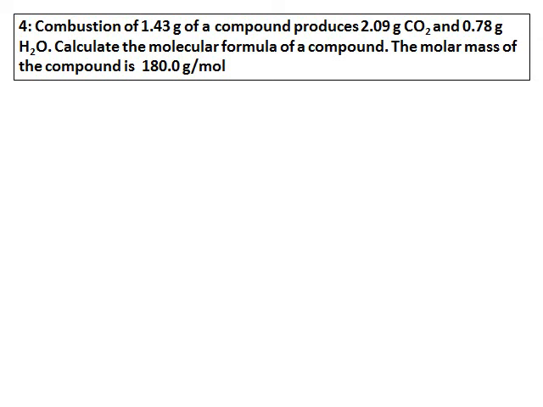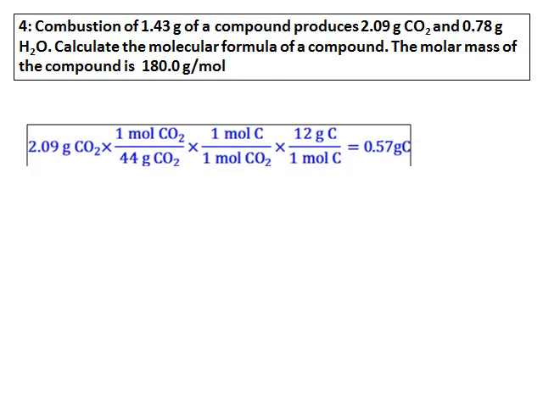If it adds up to the mass of the compound, then it's fine. If it is less than the mass of the compound, then it means that this compound has oxygen also. So combustion data: carbon dioxide gives carbon and water gives hydrogen. So let us calculate the amount of carbon using the grams of carbon dioxide.